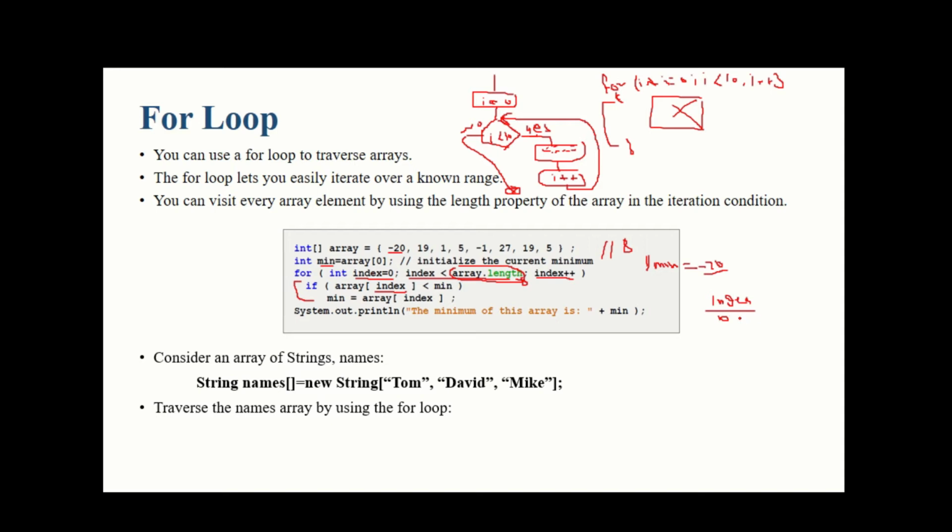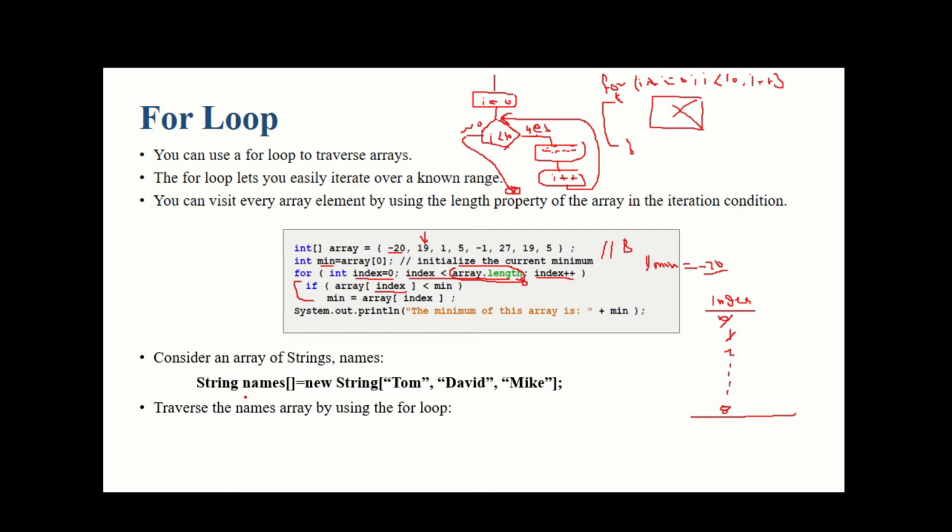Then after that, it goes back to the loop again. Is the index less than 8? Yes, so I'm going to add 1 to it, and then start. Is array[1] less than the minimum, minus 20? No, it's not less than that. Then go back and ask, did we reach the length or not? Then we increase by 1 until we reach 8. When you reach 8, you stop. So this is what happens.